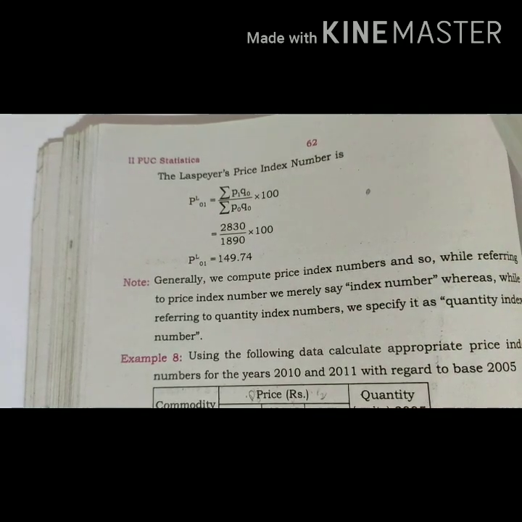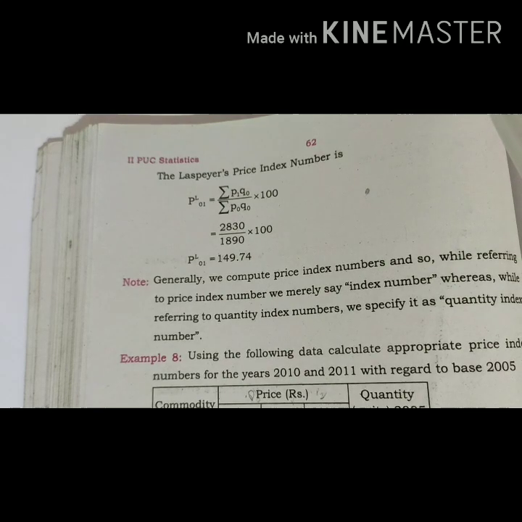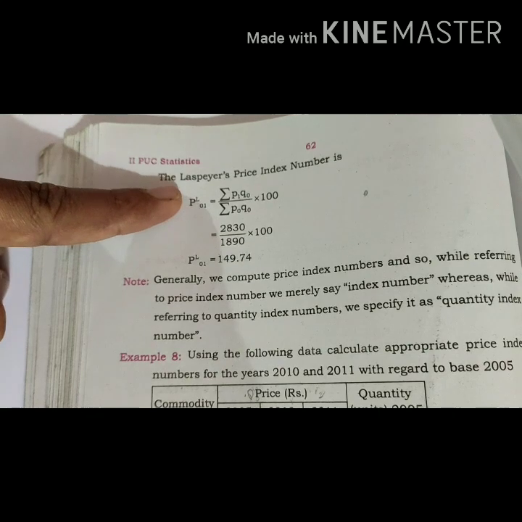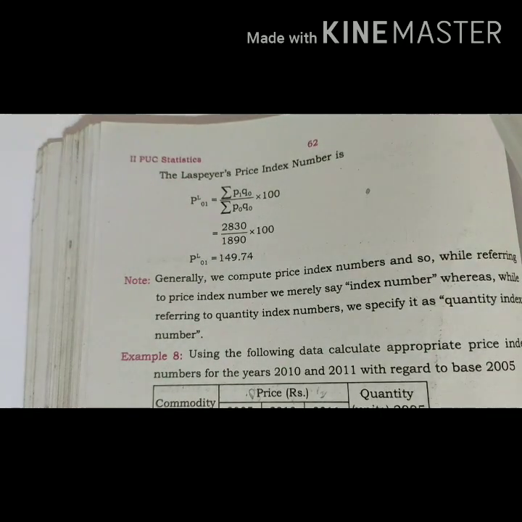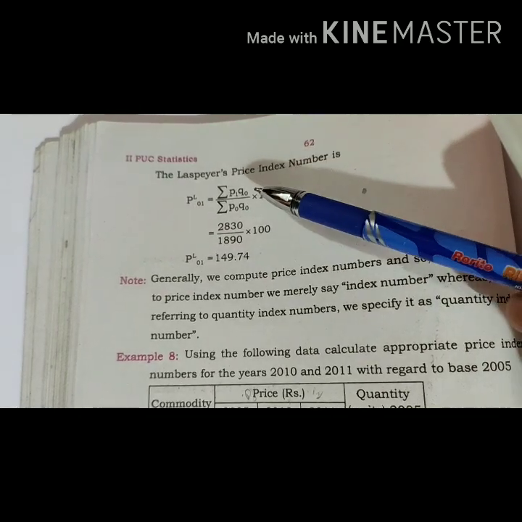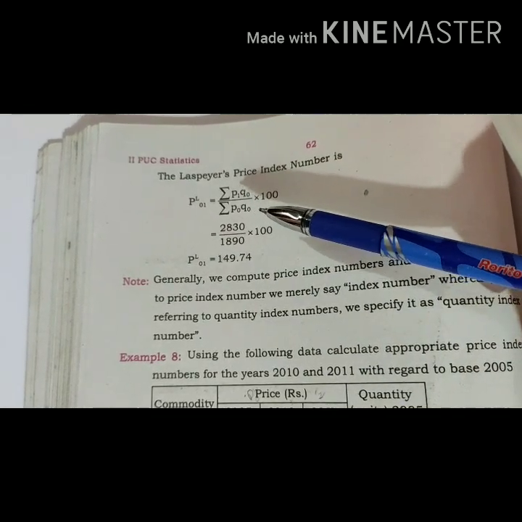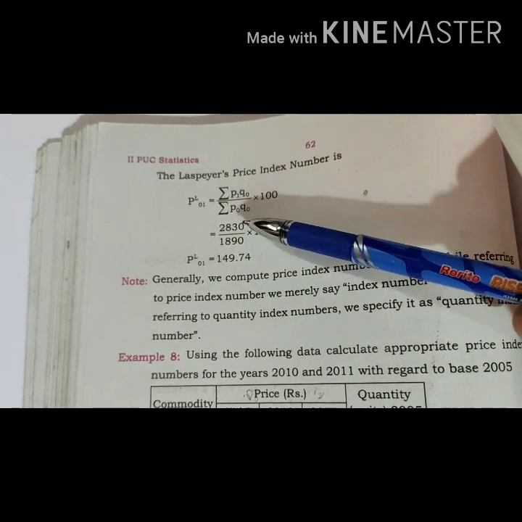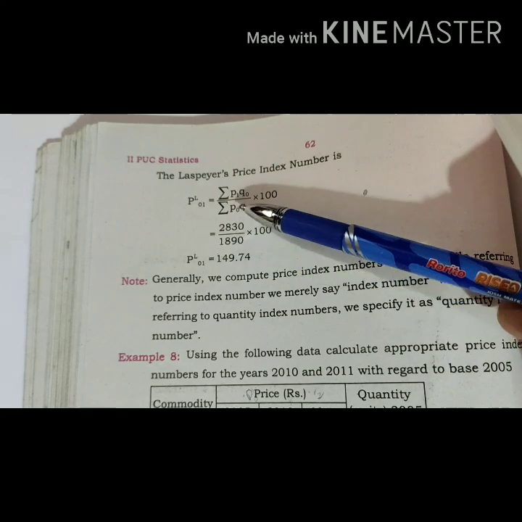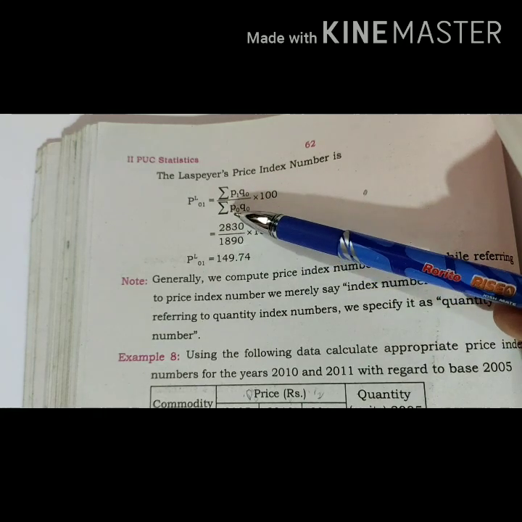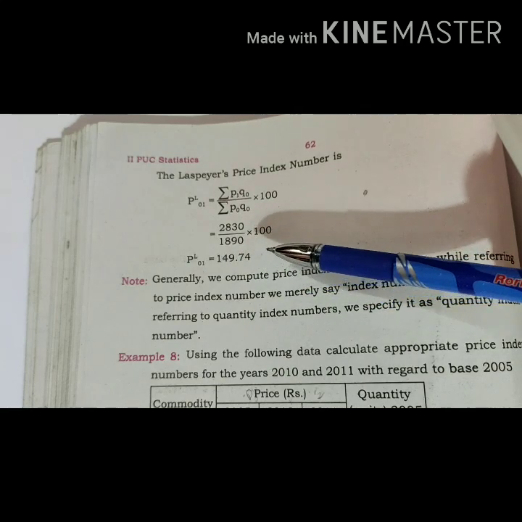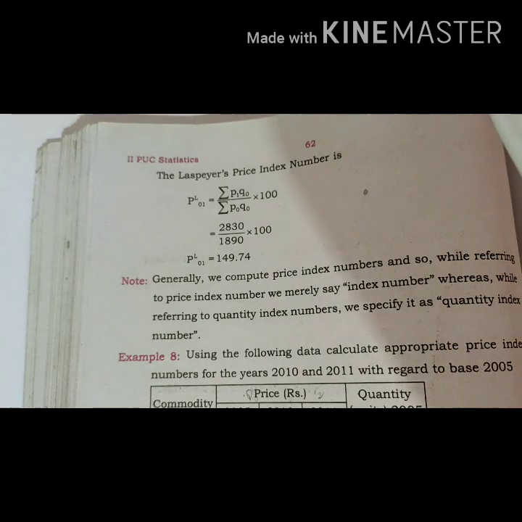Now substituting these in the Laspeyres price index number, the formula is PL01, which is equal to sigma P1 Q0 divided by sigma P0 Q0 into 100. Substitute the value of P1 Q0, which is 2830, and the value of P0 Q0, which is 1890, into 100, which is equal to 149.74.